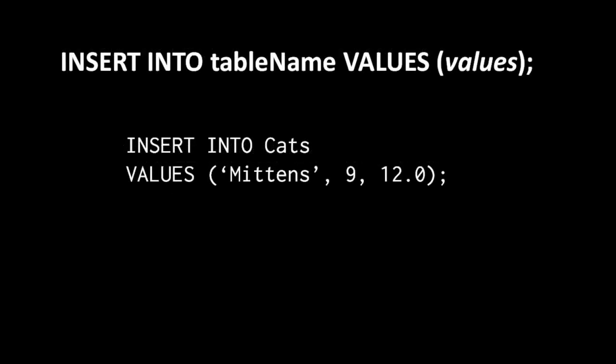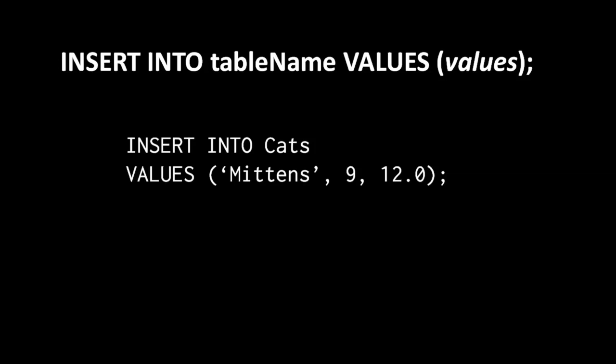To insert data into a database means to add a new row into a table. So the insert statement, we write insert into the name of the table, and then the reserved word values, followed by a pair of parentheses with a list of values separated by commas inside. So here we write insert into cats, followed by the reserved word values, and then in parentheses, a string 'Mittens'. Strings in SQL are always enclosed in single quotes, and then the number 9 and 12.0.